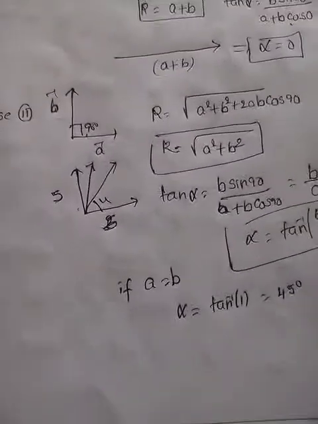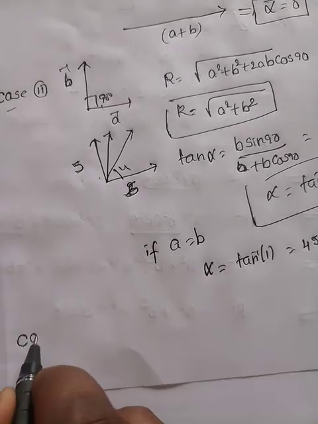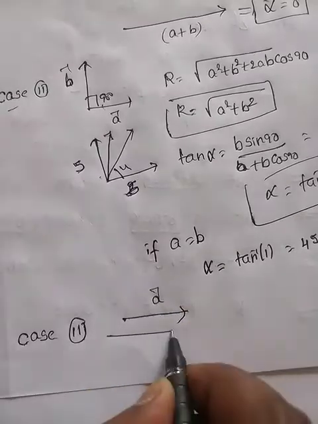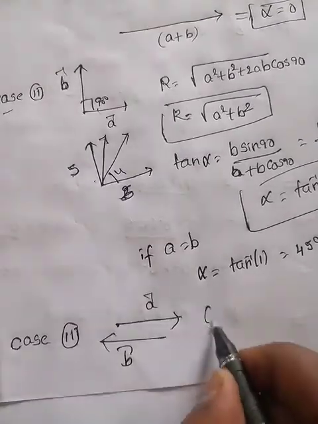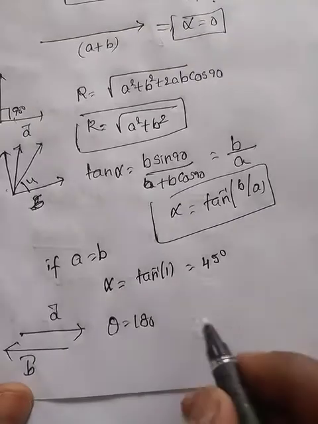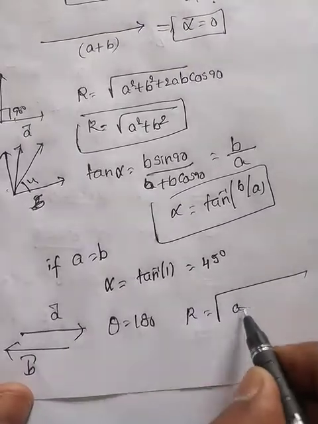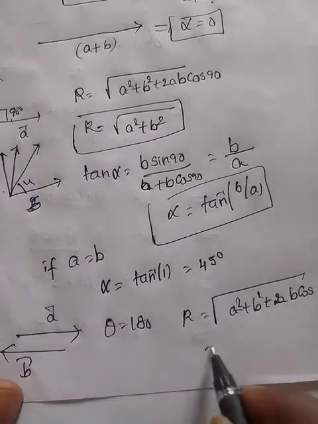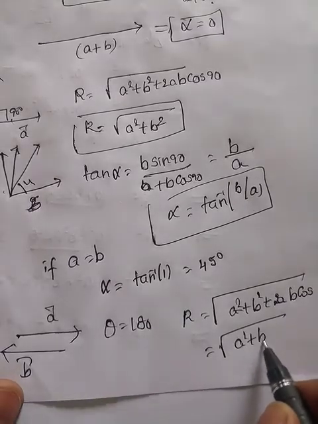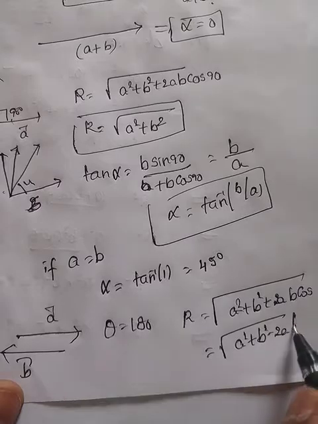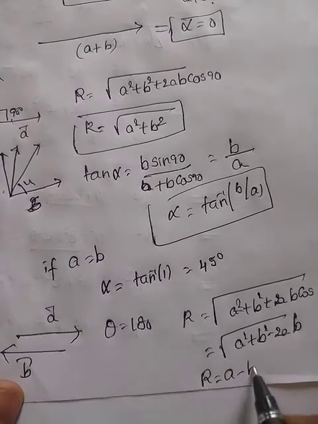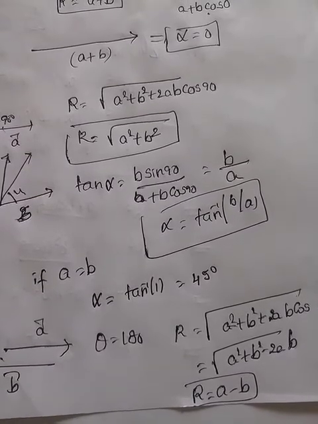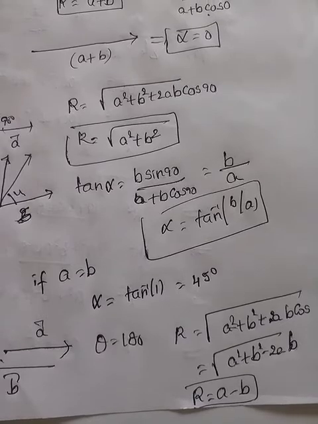Is it right? And the last case, for example, the particles are both moving along opposite directions, this is A and this is B. What do you get? Theta is equal to 180. R is equal to root of A square plus B square plus 2AB cos 180, and cos 180 is minus 1, so A square plus B square minus 2AB, sorry, R is equal to A minus B. So, the resultant is A minus B. If A is greater, it moves along the positive direction. If B is greater, they move in the opposite direction.